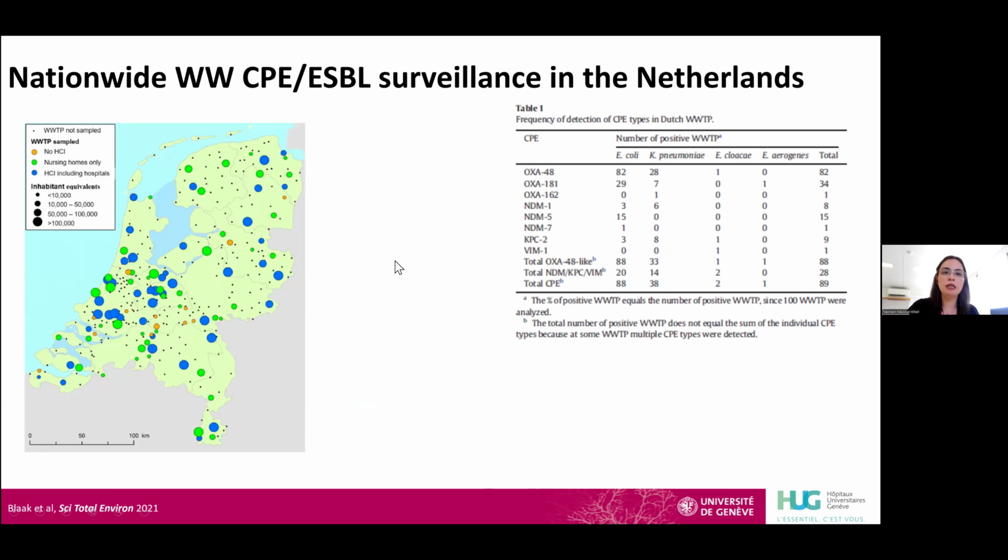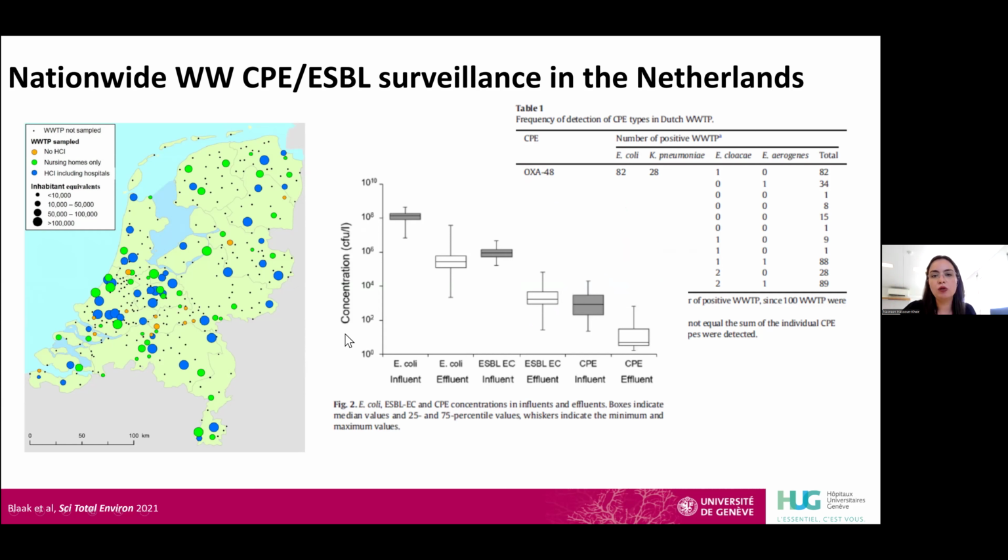Another study in the Netherlands looked at wastewater CPE and ESBL-E in 100 wastewater treatment plants serving almost 40% of the population. And they found CPE in these wastewater treatment plants in almost 90% of the plants. The most prevalent were OXA-like E. coli, but also Klebsiella pneumoniae, and species like Enterobacter cloacae and aeruginosa were very rare CPE carriers.